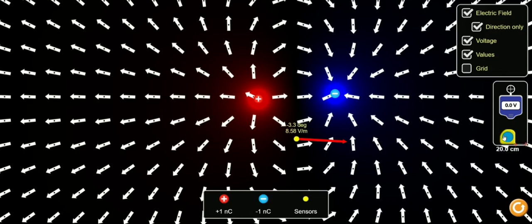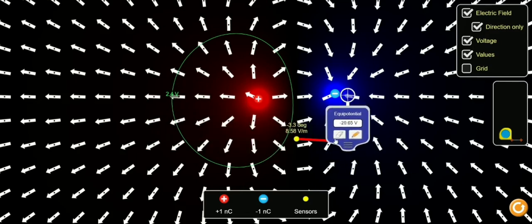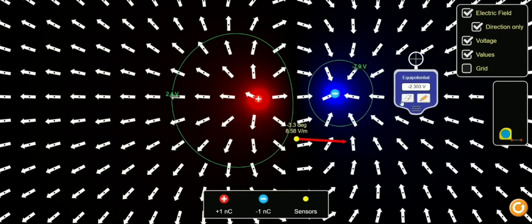So let's try equipotential surfaces. Fine. Okay, sorry. Right, we draw here an equipotential surface like this, and here we draw an equipotential surface like this, right? So it is 2.4 volt, here it is minus 7.9 volt, right? Why minus? Because V is equal to KQ by R, Q is negative, so it will become minus volt.